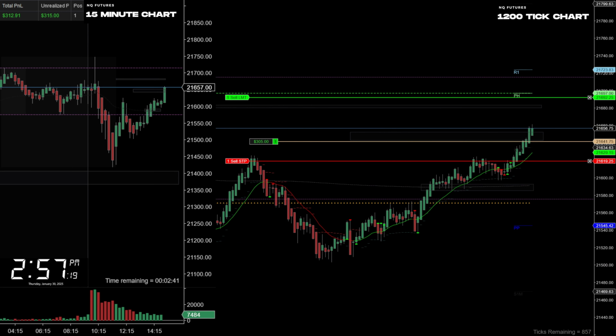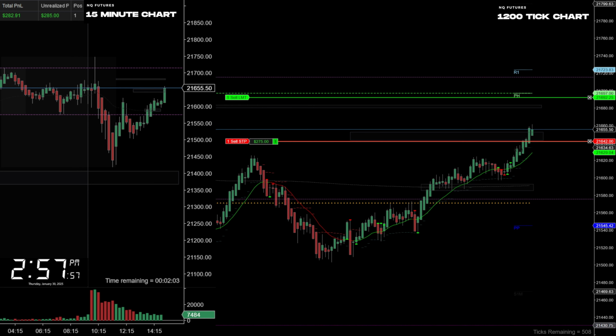Okay, I'm going to do a break even on this trade. So all I have to do is just let the trade print itself if it's going to continue to go higher, and if it's going to stop me out, it's going to stop me out.